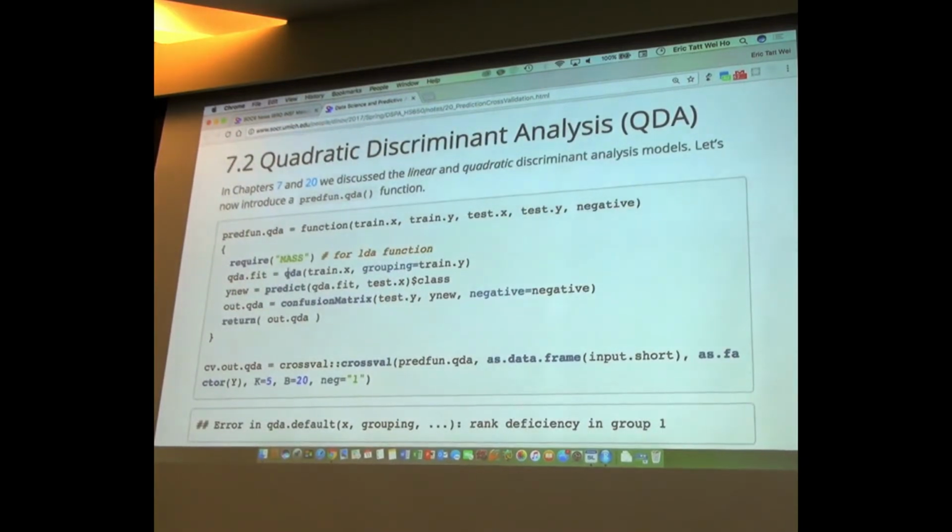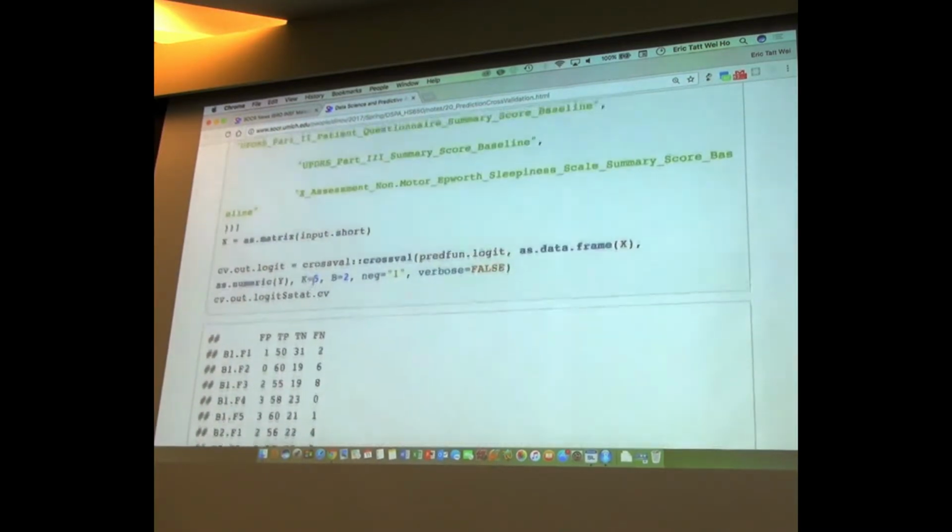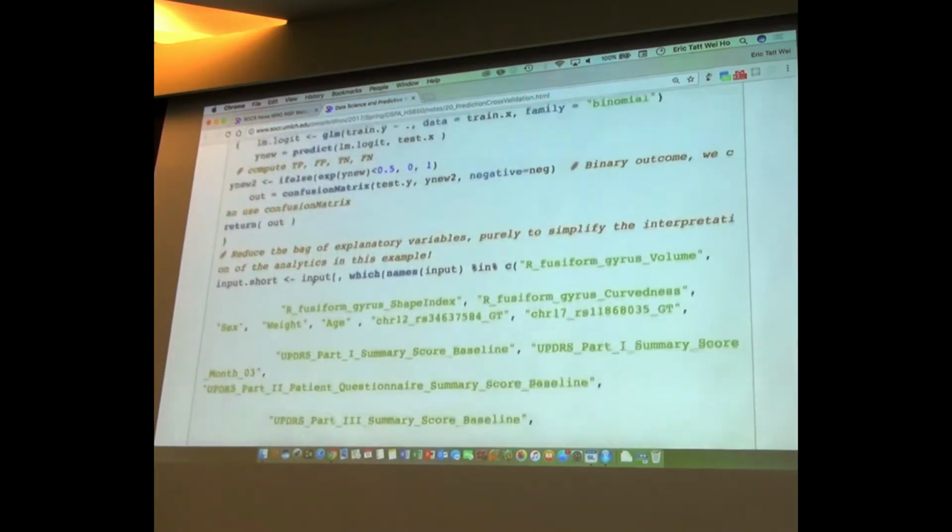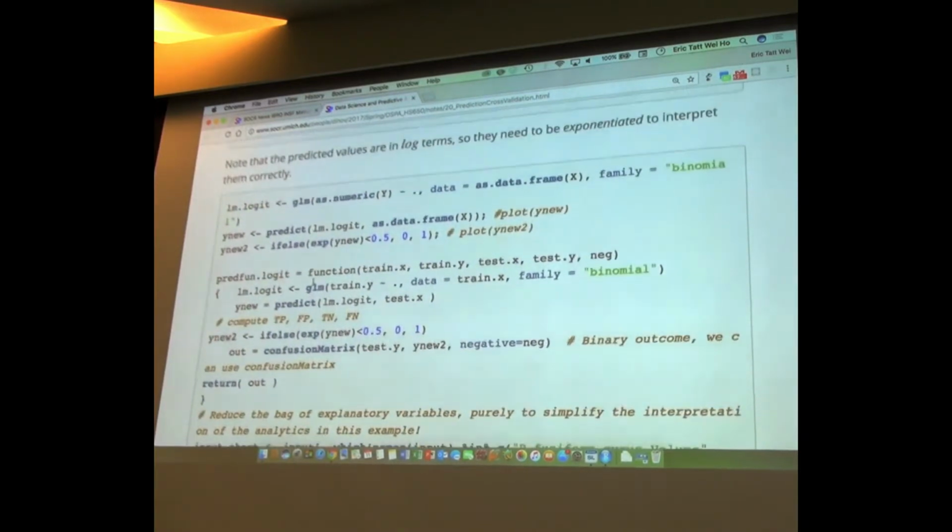QDA is part of the MASS package. All right. So in all of these situations, let me step back here for a second. In all of these situations, you fit the model. Let's remember the protocol: train the model, test the model, report the results. That's going to be the 3 steps that we always go through.